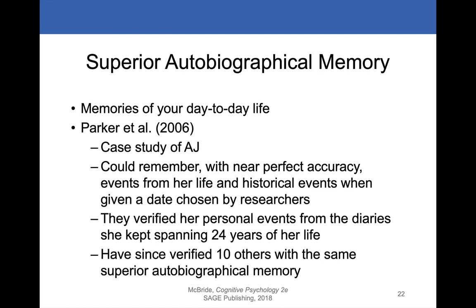Autobiographical memories are memories of your day-to-day life. Some people claim to be able to report what occurred on any given date during their lifetime. The cause of that sort of superior memory, like what's described here by Parker in the case of AJ, is really unknown. This person probably didn't use mnemonics.